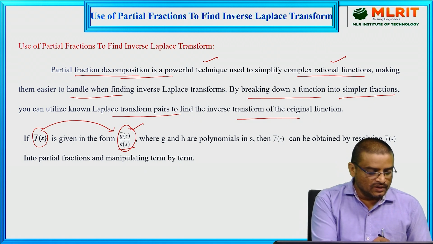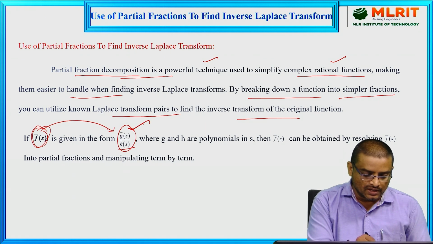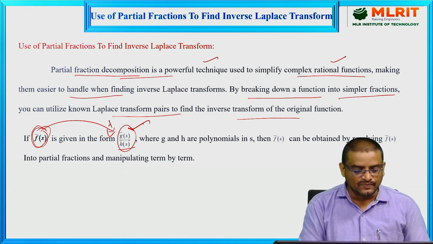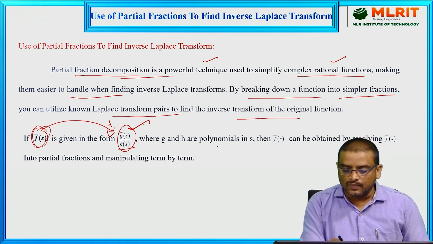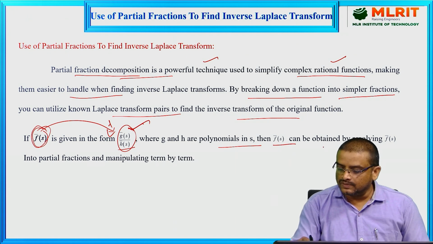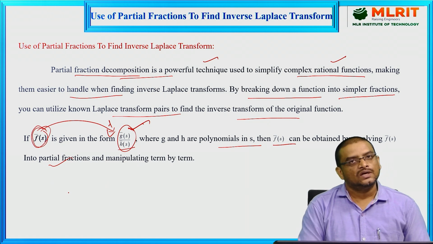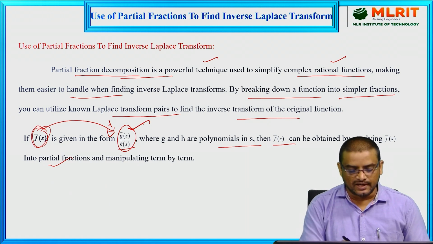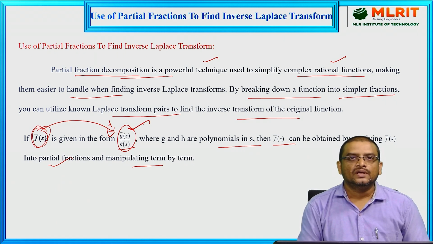For example, I have taken a function f bar of s in this form. Now I want to find the inverse Laplace transform for this function, which is of the form g bar of s by h bar of s, where g and h are polynomials in s. Then we can obtain it by resolving f bar of s into partial fractions. After converting into partial fractions, we can apply the inverse Laplace transform term by term, take the help of our standard formulas, and find the inverse Laplace transform for the given rational function.